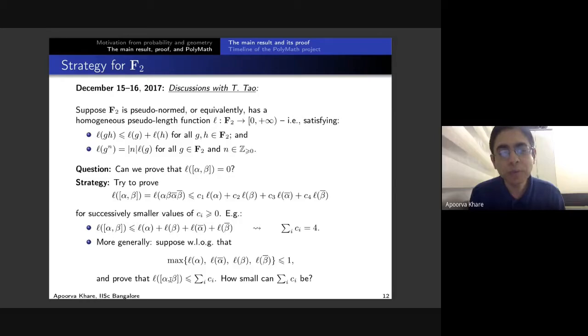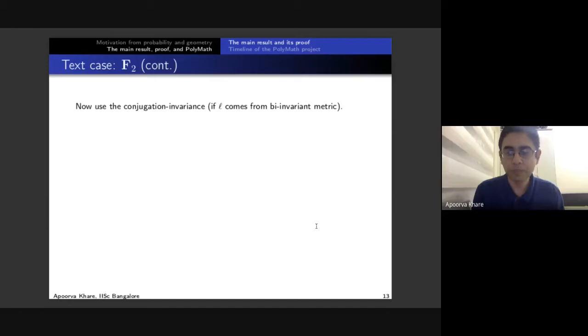And then I try to prove that the length of the commutator is less than C1 plus C2 plus C3 plus C4. And I ask, how much can I keep improving? Right now I have 4. Can I go down to 0? And this is where I'm now starting to go.